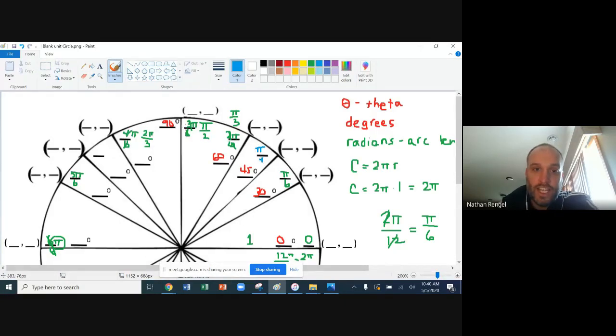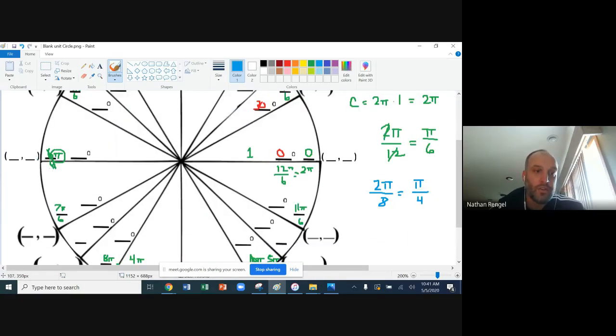And then at the 90-degree spot, that's 2 pi over 4, which, thinking 2 over 4 is still 1/2, so that's still pi over 2. This right here is going to be 3 pi over 4. Down here, 4 pi over 4, just like the 6 over 6, 4 over 4 would simplify just to pi.